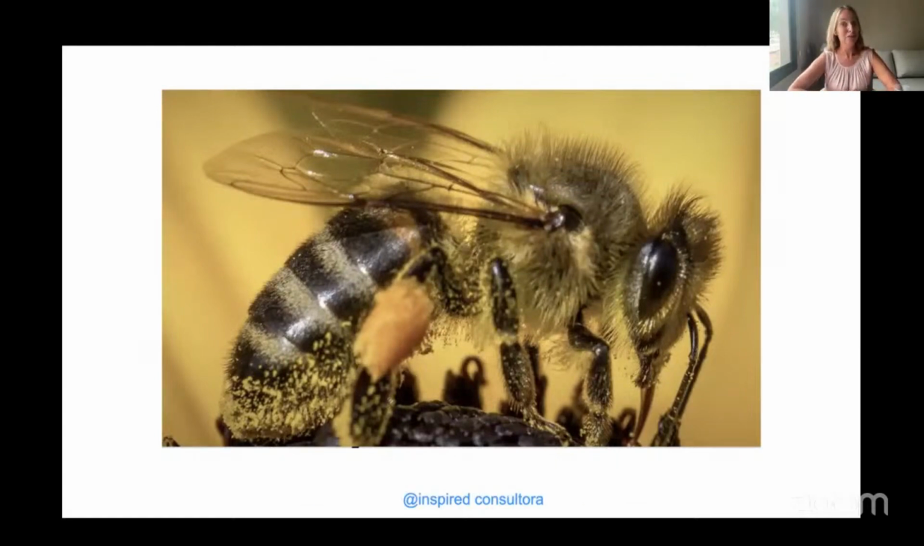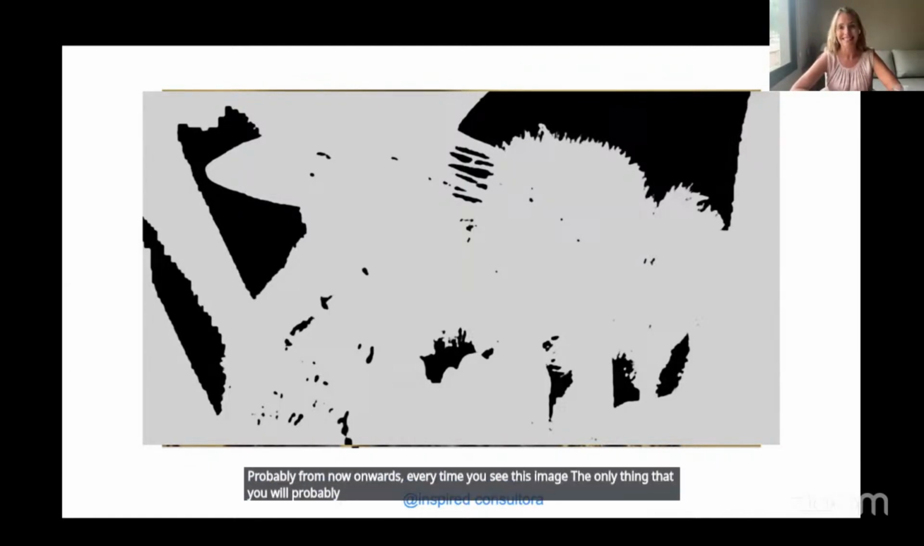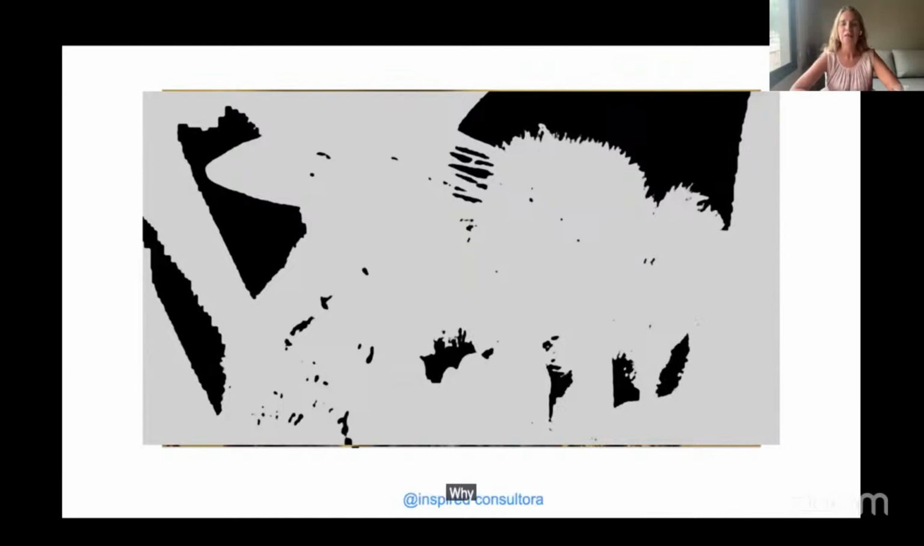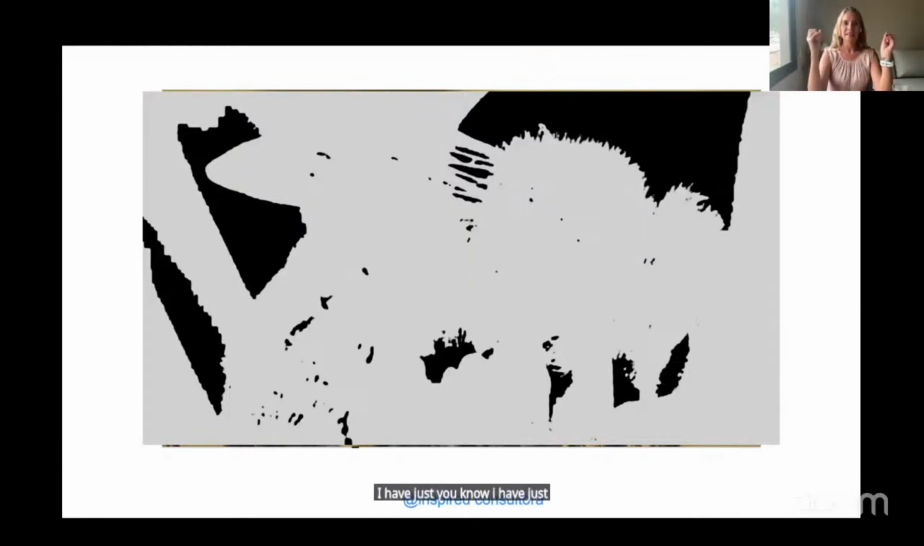And now, many of you were right, okay? Let me share with you again the original image. Probably from now onwards, every time you see this image, the only thing that you will probably see is a bee. Why is that? Because I have just created a memory in your brain that didn't exist before. I have just created something new in your brain.